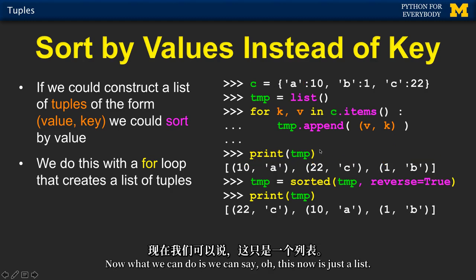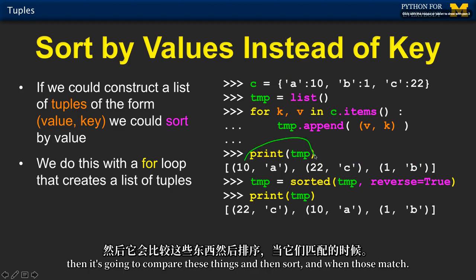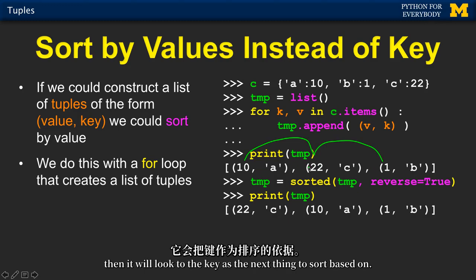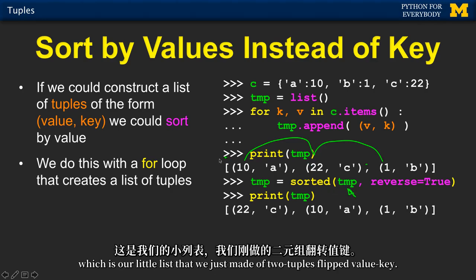Now what we can do is we can say, oh, this now is just a list. It's a list of tuples. And if we tell it to be sorted, then it's going to compare these things and then sort. And when those match, now the values, there can be duplicates. So if there's a matching value, then it will look to the key as the next thing to sort based on. And so we're going to call sorted again, and we're going to pass in temp, which is our little list that we just made of tuples flipped to value key.